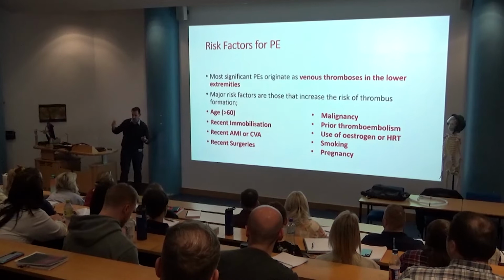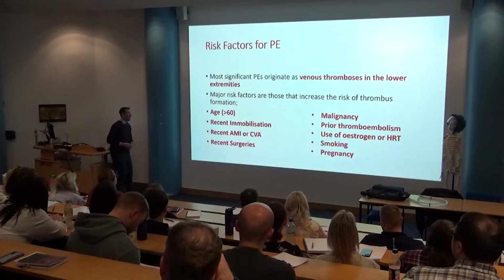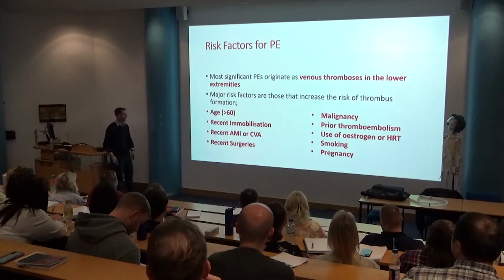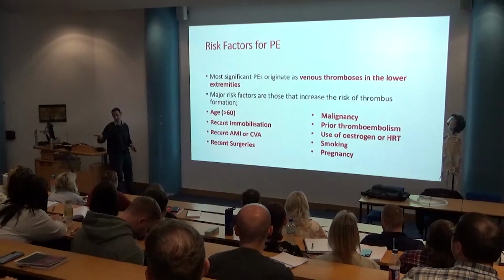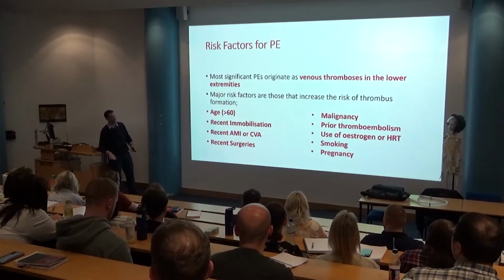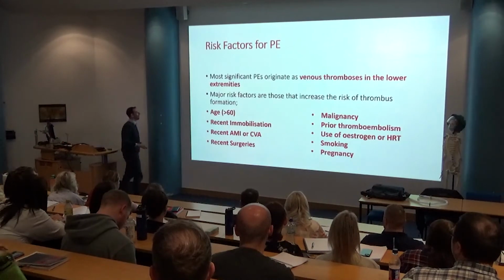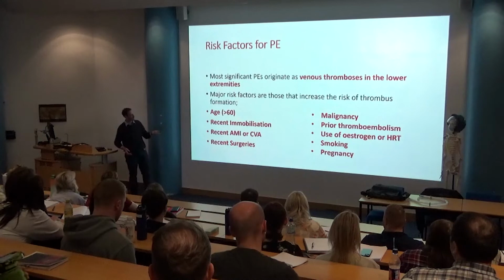Major risk factors of thrombus formation: age above 60, because everything starts going downhill. At that point, everything starts going downhill since 30, as far as I'm concerned. You know what I mean? Then recent immobilization. Why? Why is a good question to ask your patient.